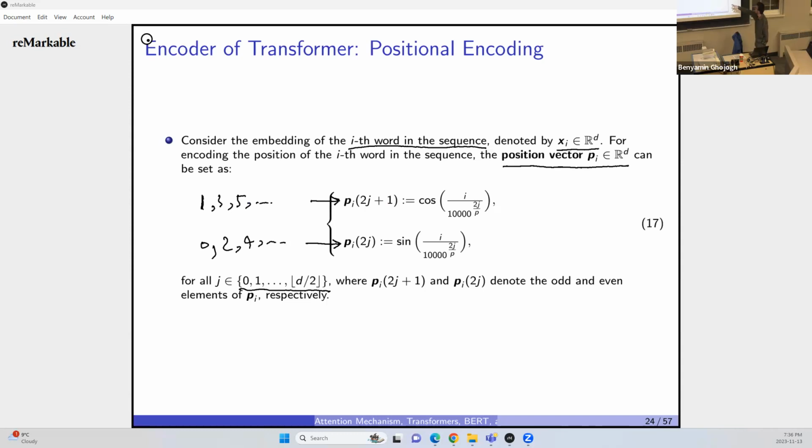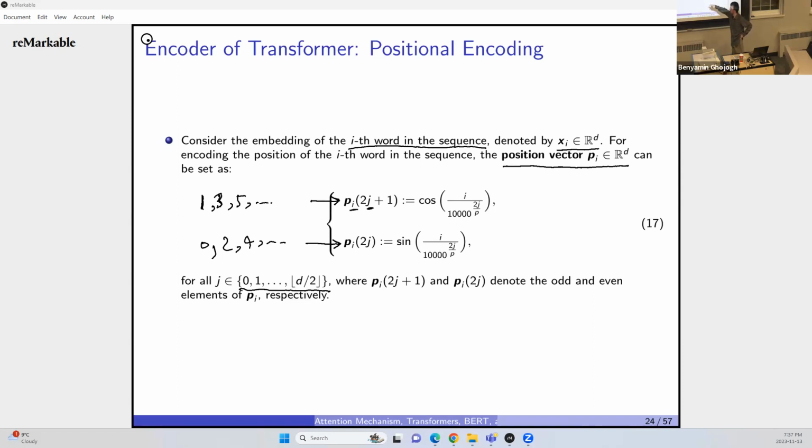Do you see? Even elements, odd elements, right? And then you put these elements next to each other, it becomes the whole vector, right? Agree? But now let's analyze this. So what is I and what is J? Don't confuse this. J is for odd and even elements of the position vector, this vector, right?